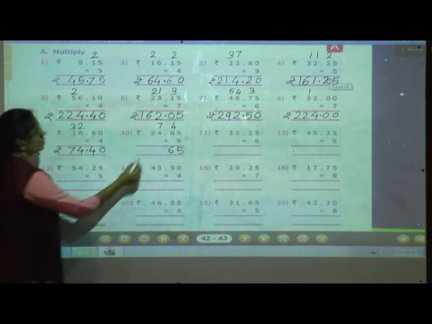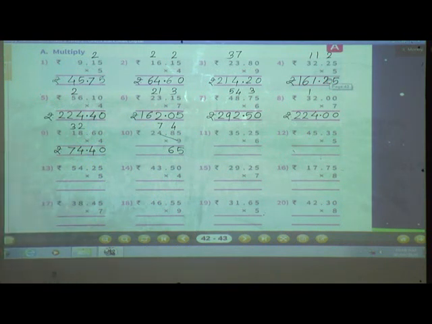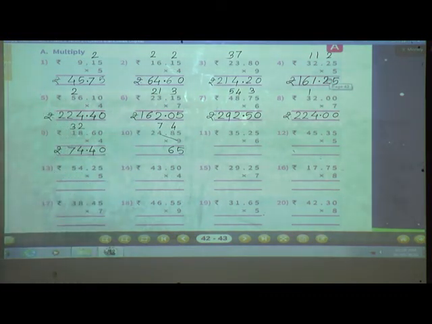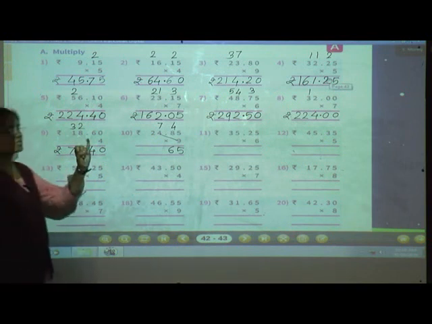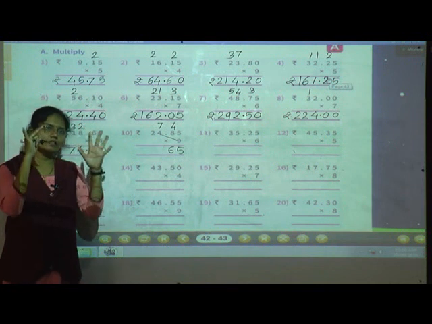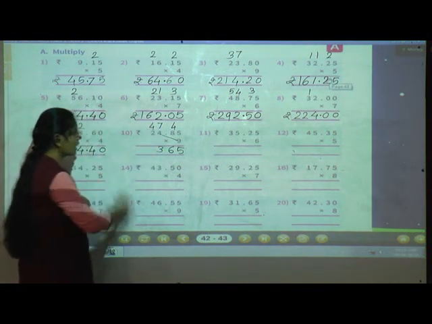Then 9 into 4. 9 4s are 36. Okay, so in 36 we have to add 7. So after 36 count your 7 fingers. Yes, 37, 38, 39, 40, 41, 42, 43. So here we will write 3 and 4 as a carry.